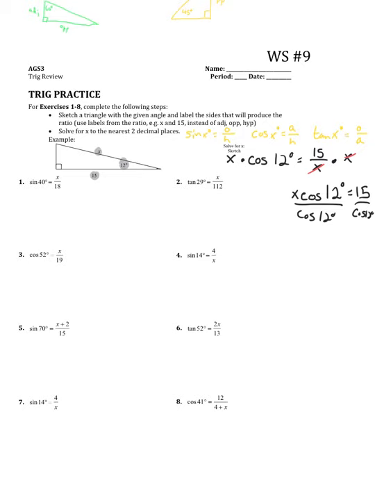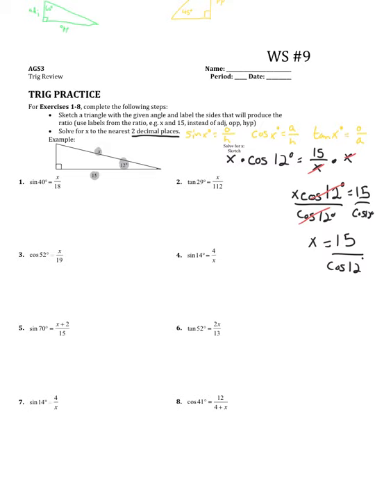And that means my cosine of 12 degrees will go away on the left side of the equation. And I'm left with x equals 15 divided by cosine of 12 degrees. And now I can go ahead and put that into my calculator, and I'm going to round to 2 decimal places this time. So the nearest hundredth.